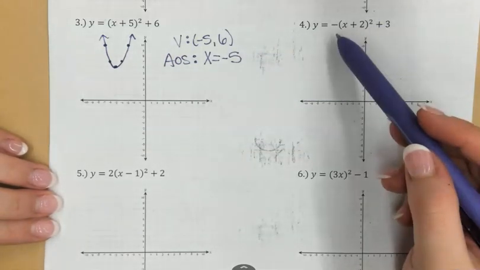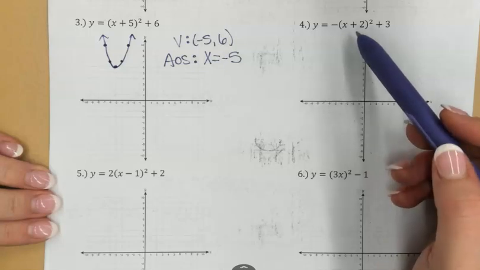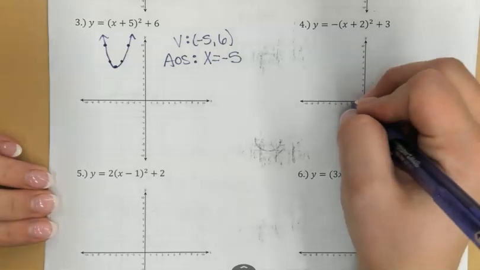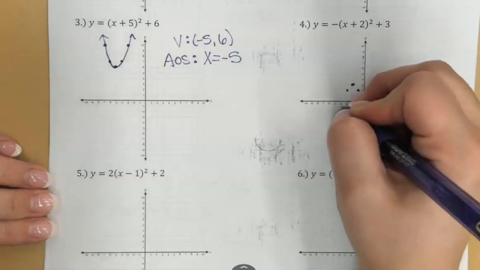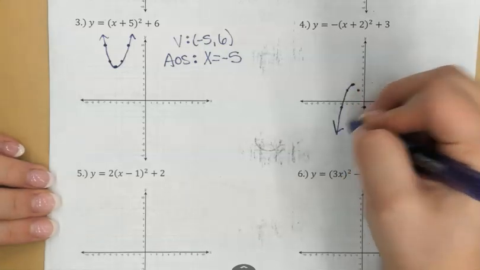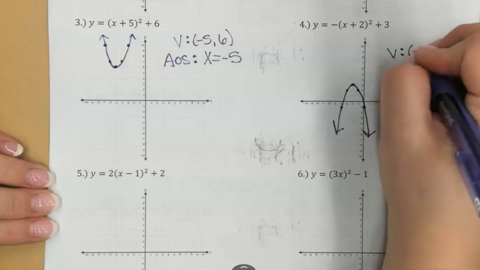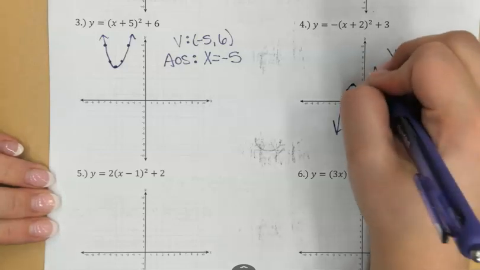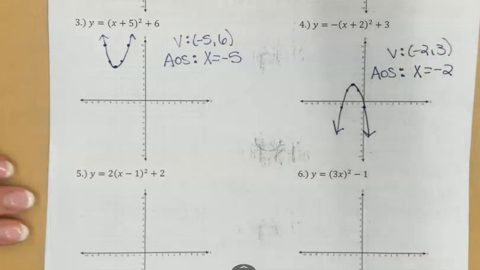Okay, now here I'm reflecting over the x-axis, so my parabola is going to open downward. I'm going to the left 2 and up 3, and I'm opening down. So there is my parabola. My vertex is at negative 2, 3, and my axis of symmetry is at x equals negative 2.